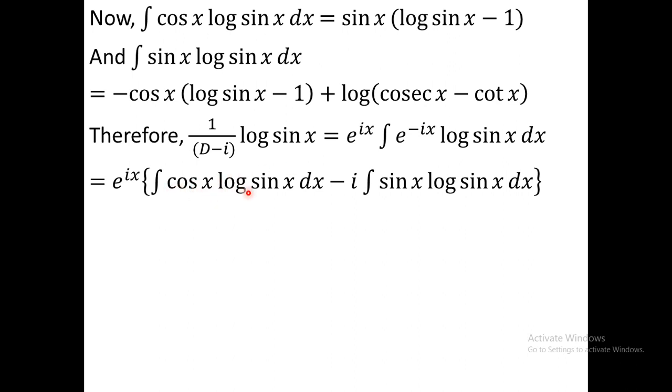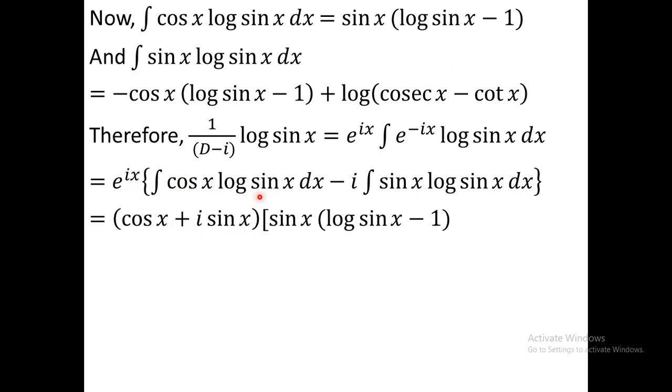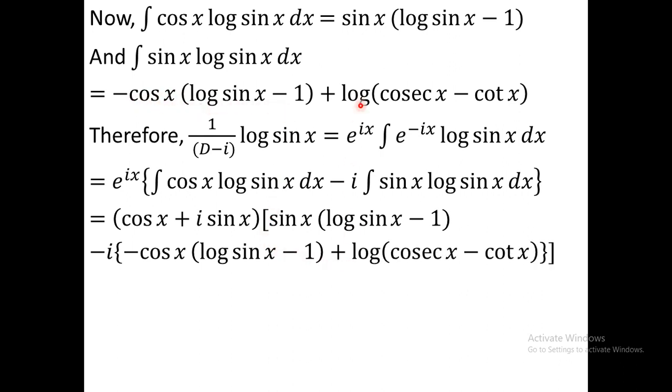Okay, now here cos x log of sin x I put it, and here sin x log sin x I also put it, and here e to the power ix, e to the power ix means cos x plus i sin x. I write down cos x plus i sin x, and in the place of integration cos x log of sin x I write down sin x log of sin x minus i this. After that, minus i into that, in that place I write down minus cos x log of sin x minus 1 plus log of that.